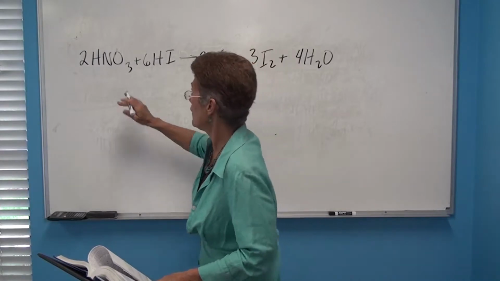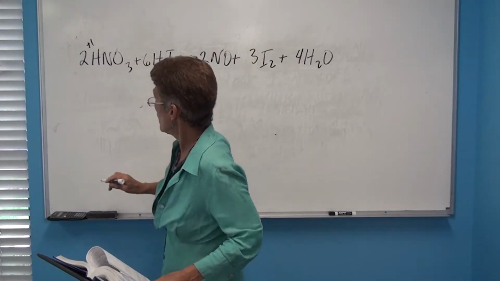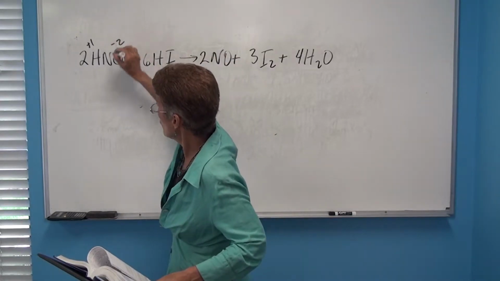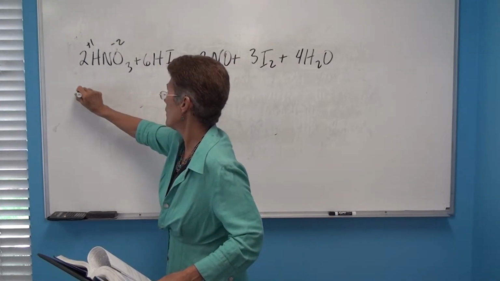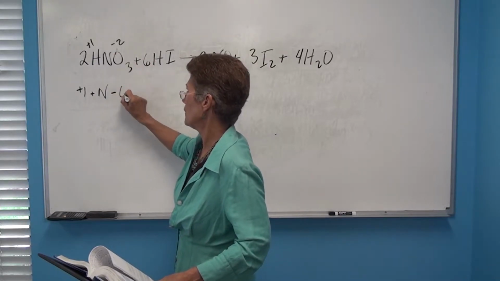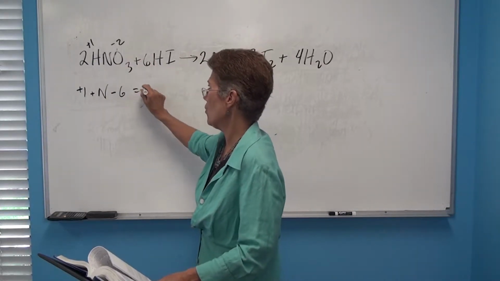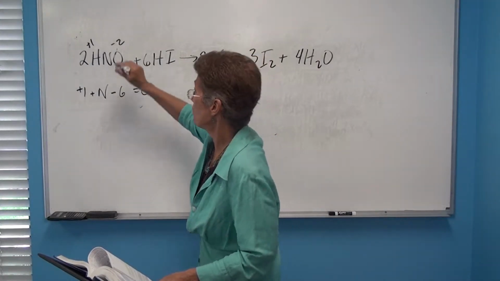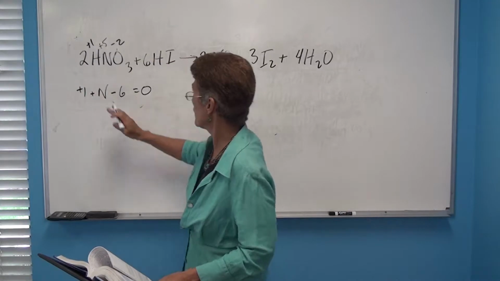Rule 5, hydrogen. This gets a +1. Okay, and then this one is going to get a -2. That's the next rule. So what do we have here? We have +1 plus whatever nitrogen is, and 3 times -2, which is -6, and the whole has to equal 0. So nitrogen has to be +5. Okay, got that one done.